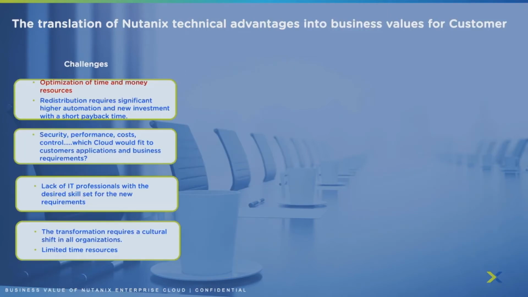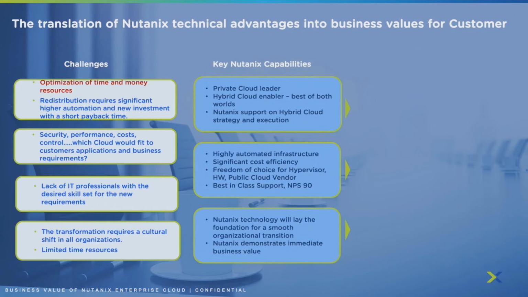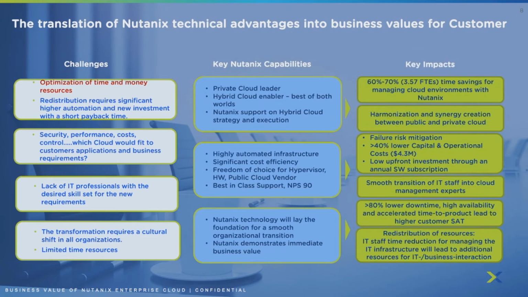As we already talked with the customer about his challenges and listed them on the left side of this slide, we can place the Nutanix key capabilities next to them and the measurable benefits from the TCO business case. This single slide with the high-level information gives us the possibility to put the technical advantages of Nutanix in context with the challenges of the customer. This will outline how we support customers managing their challenges and becoming more successful.